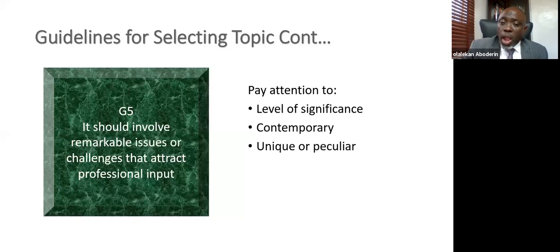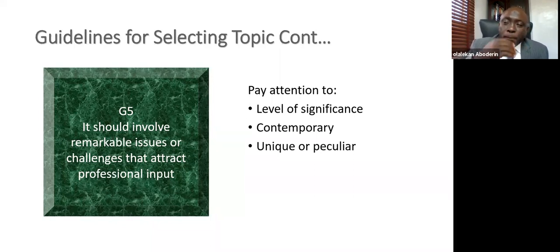So my own advice is that whatever a candidate wants to write on, even the panel that will approve the synopsis will be on the lookout. They will be on the lookout. They want to see what this experience will bring out. What will be the contribution to knowledge of this? How will it impact our skill?